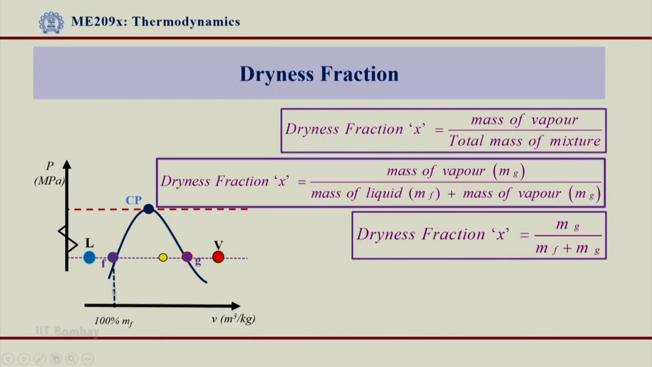at point F, we have 100% mf, that means the entire mass of vapor is going to be equal to 0 in this case, because the entire mass is liquid mass. So in this case mg is equal to 0, and therefore X for 100% mf is going to be equal to 0. I can therefore say that X is equal to 0 for point F, which is 100% mf or 100% liquid. This is the extreme case.